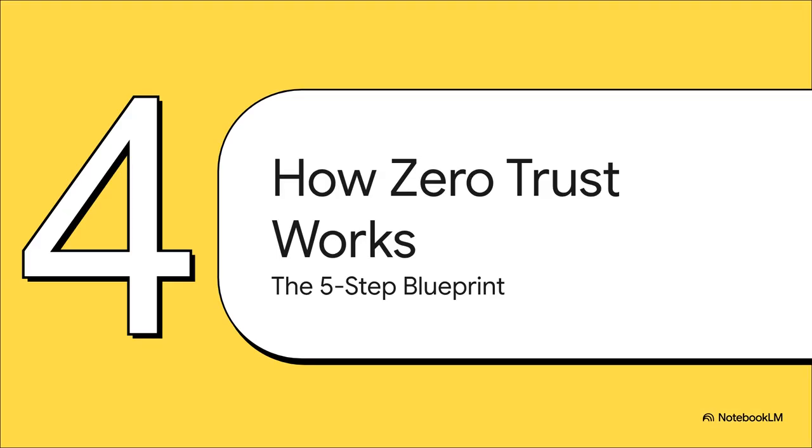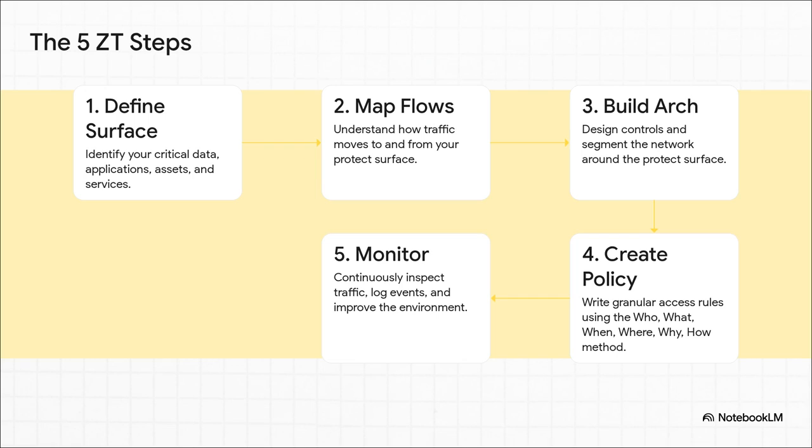Okay, so that's the mindset. That makes sense. But how do you actually do this? How does it get implemented? Well, it turns out this isn't just some vague philosophy. It's a really clear, actionable, 5-step blueprint that pretty much any organization can follow. And the process follows this really logical flow. First, you start by figuring out what your most critical stuff is. Then, you map out all the traffic that flows to and from it. Then, you can build a tiny little perimeter around just that surface, create really specific rules for who gets in, and finally, you just monitor everything constantly so you can learn and get better.